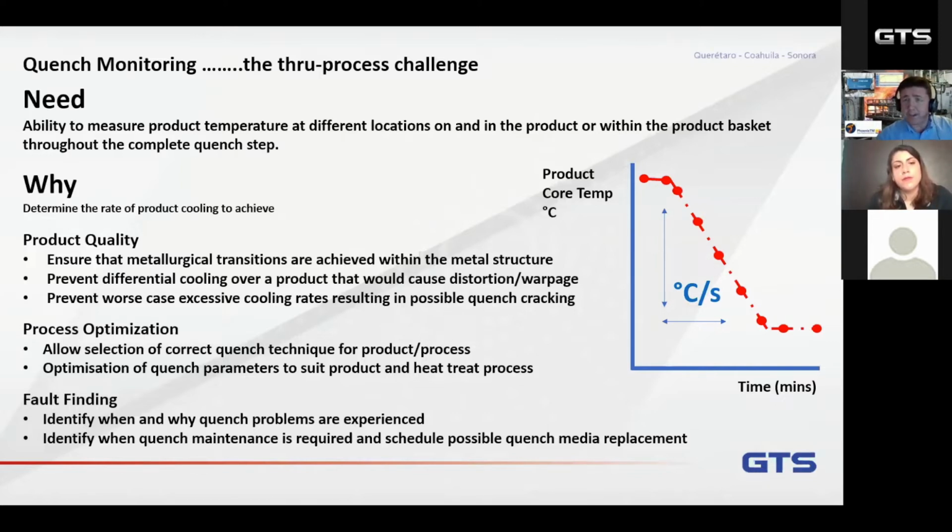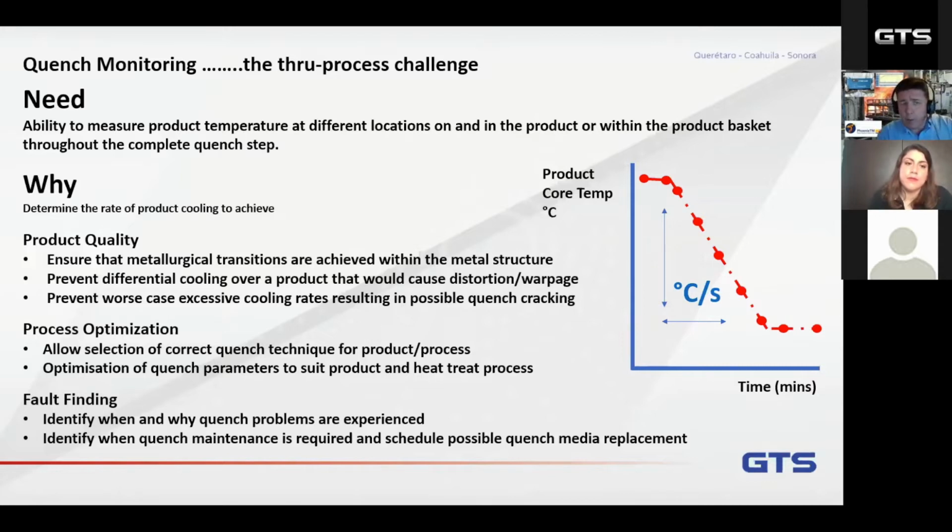And in worst case scenarios, we don't want to damage the material, where excessive cooling can cause what they've referred to as quench cracks, where the cooling is so severe, so rapid, that different thermal masses of product will heat or cool at different rates. It will cause cracking within the structure of the product.